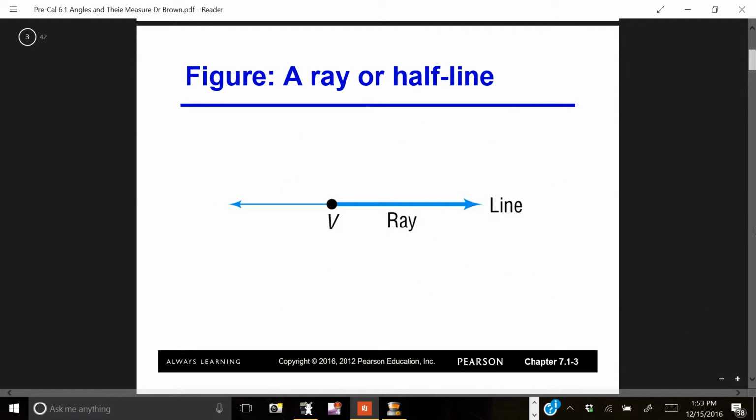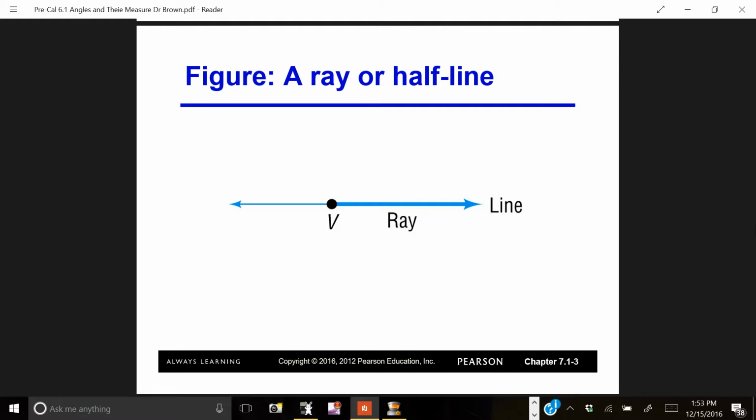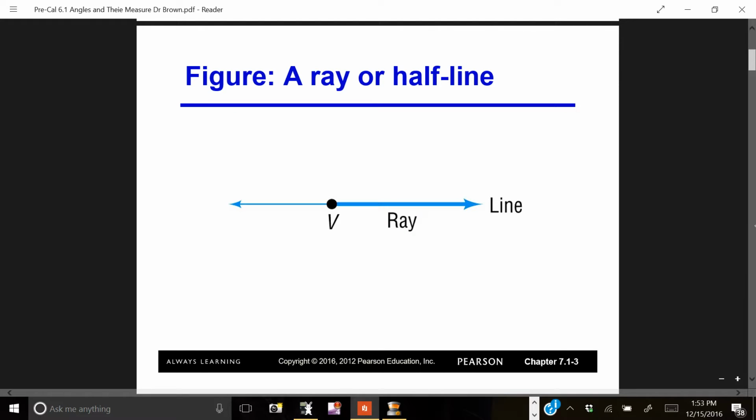To start off with some terminology, we have a line segment here, or we might even call this a half a line, because we start at a place called the vertex and go out from the vertex in a certain direction, and then put an arrowhead on the end of the line.